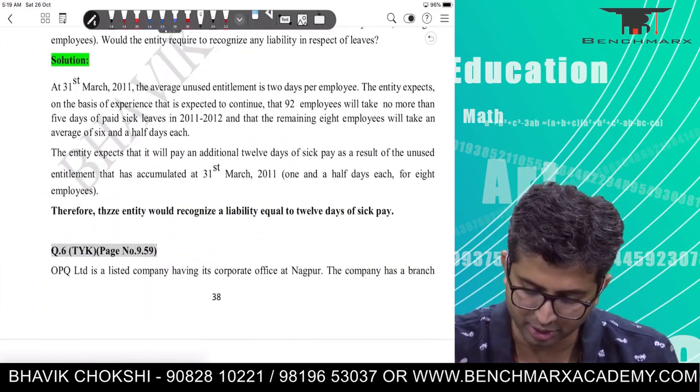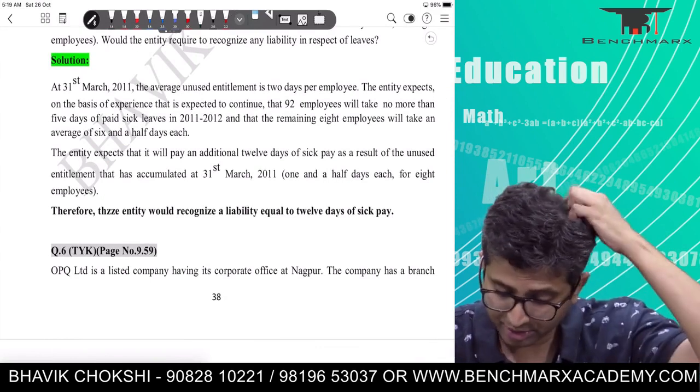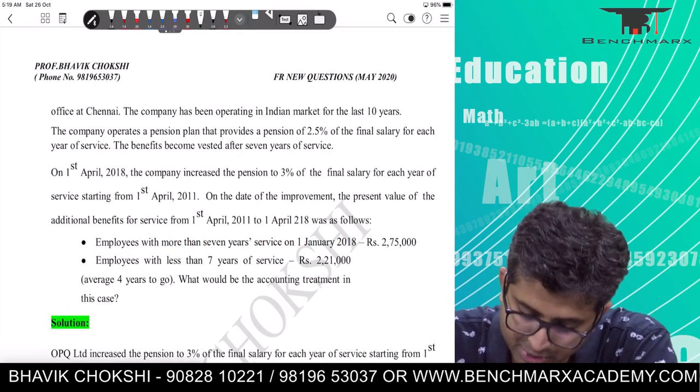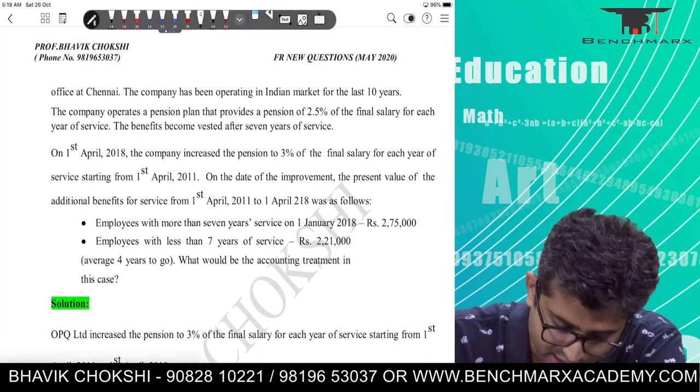It was also an interesting question. The next question is, OPQ is a listed company having corporate office as a branch office in Chennai. Company has been operating in the Indian market for the last 10 years.